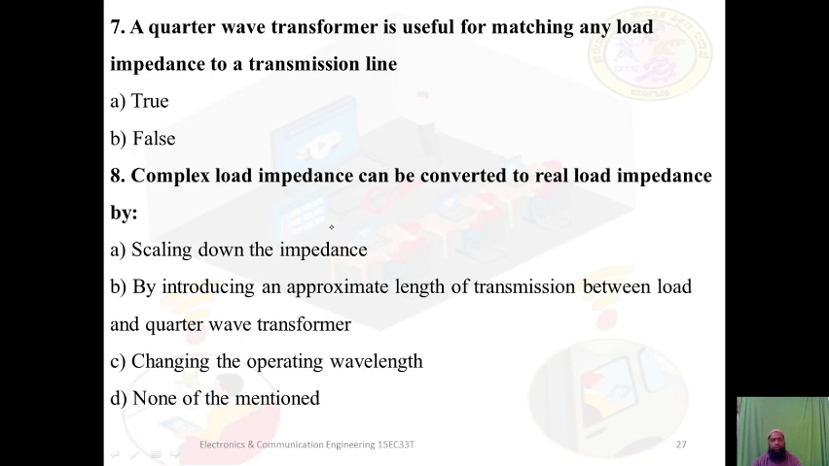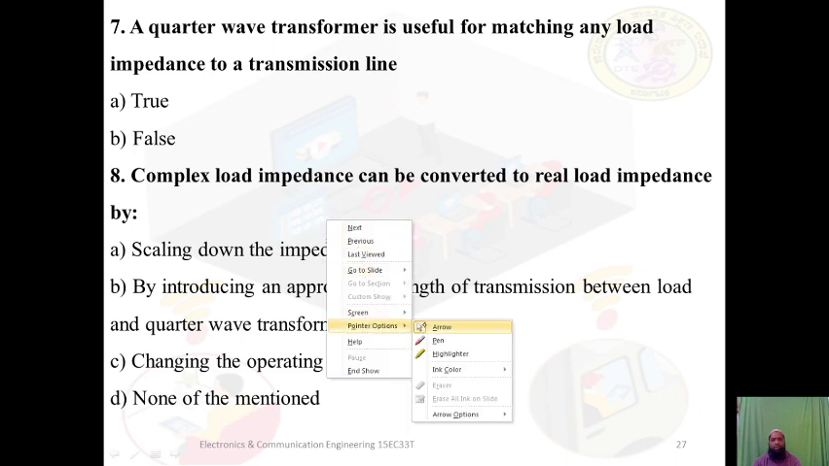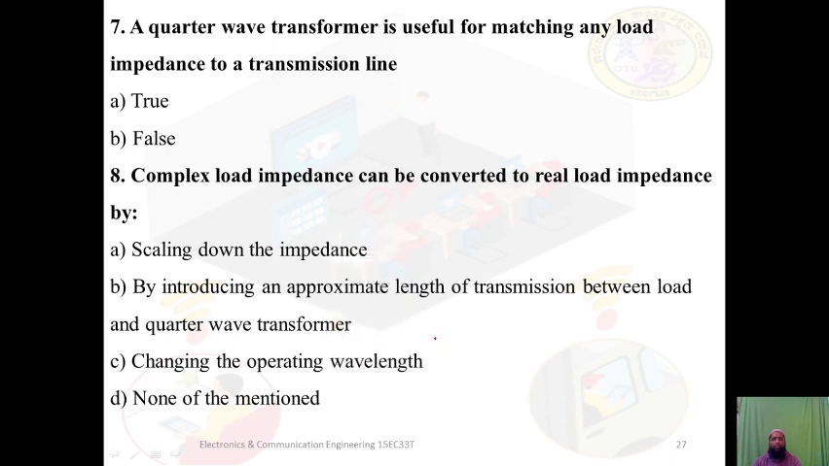Question number 7. A quarter wave transformer is useful for matching any load impedance to a transmission line. Is this statement true or false? We know from our discussion that a quarter wave transformer cannot be used for matching any load impedance to a transmission line. We usually prefer a quarter wave transformer for matching real impedances. For complex impedances we prefer stub matching. So this statement is false.